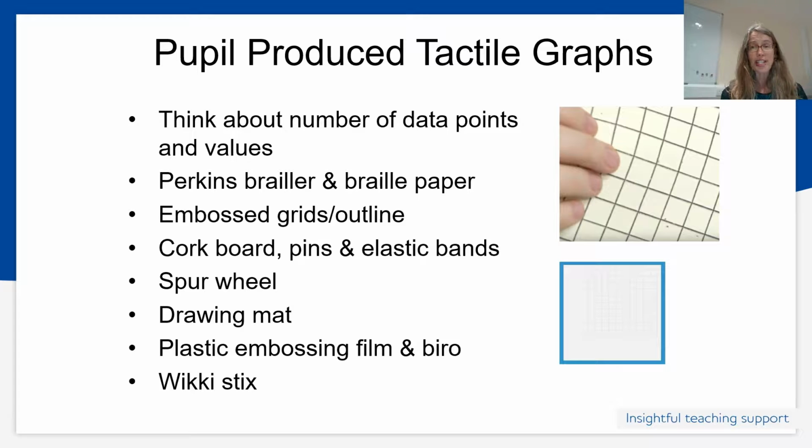So in order to do this, the sort of equipment you might need, you're going to need a Perkins Brailler and some Braille paper. Now you might use embossed grids, such as down in the bottom right of the screen there. These can be purchased from suppliers like the RNIB, or you can produce your own graph paper, as you can see on the top right of the screen.